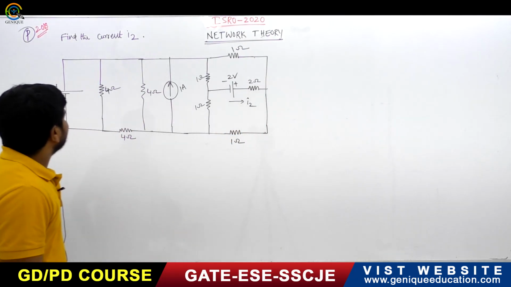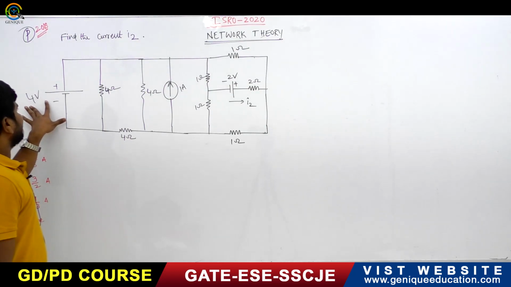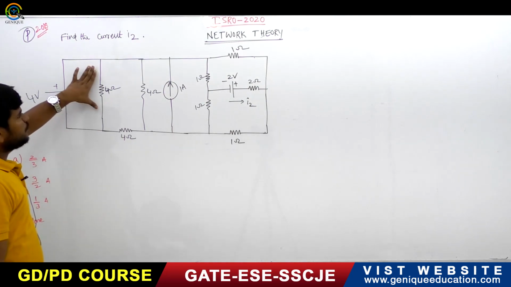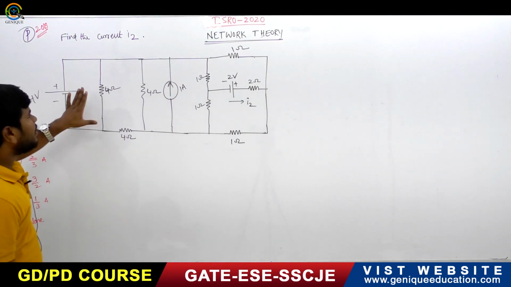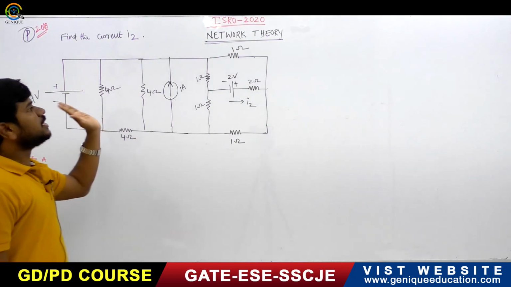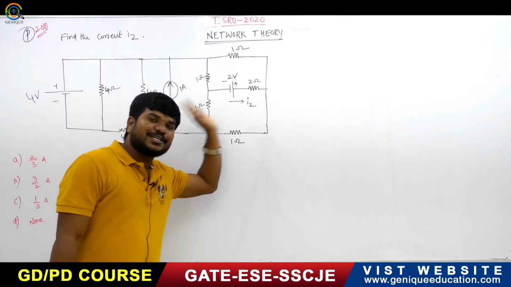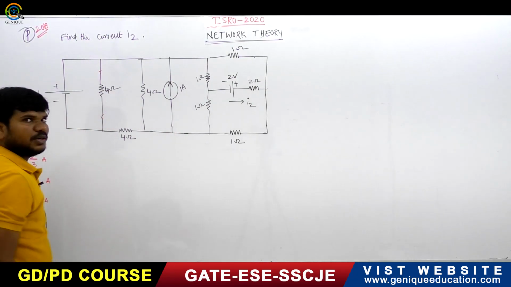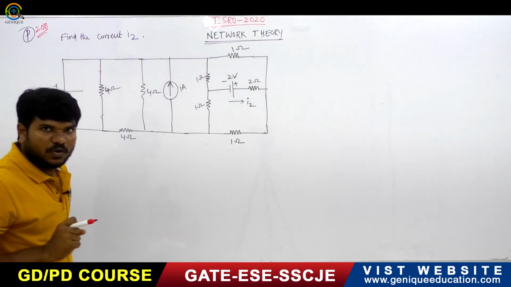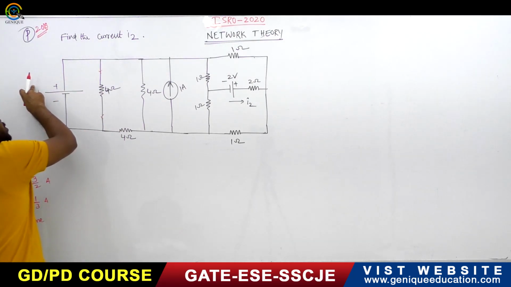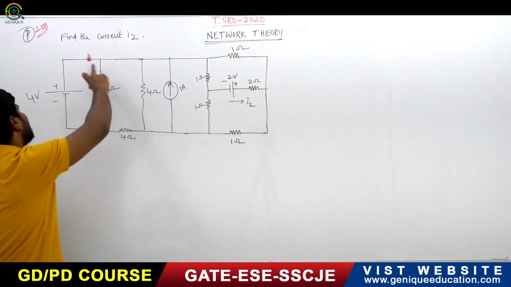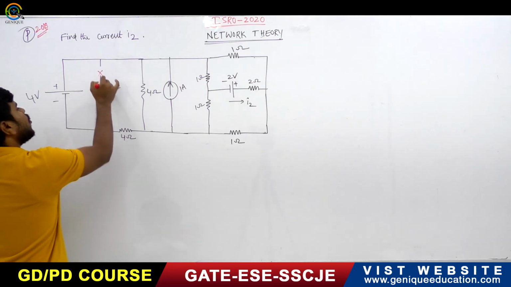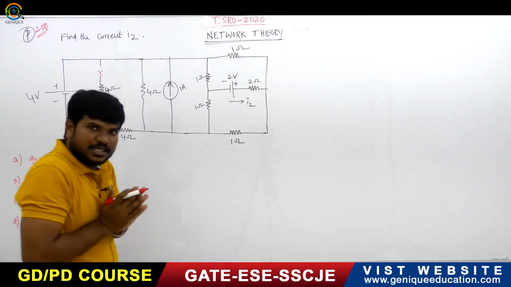Here the question is: a 4 volt source is there, and with this 4 volt source a 4 ohm resistor is connected. Whenever we are finding the responses on the load side, you can remove this 4 ohm resistor, because 4 volts is appearing across the 4 ohm resistor. So we can remove this 4 ohm resistor. This is the thing you have to understand.